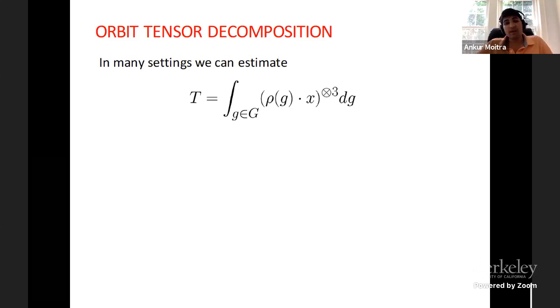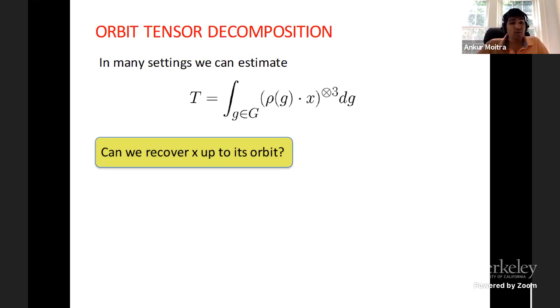And so this leads to something that I call orbit tensor decomposition. Because in this case, what you can do is the usual thing. You take samples from your model and you compute the moments. Now the moments also have a tensor structure. But the difference is that it's not a discrete sum over some discrete latent variable. Instead, it's an integral over this continuous group, because it looks like rho of g times the action on X, tensored to the third power. So the question is, can you recover X up to its orbit from a tensor that looks like this? Now it's kind of problematic because T is actually not low rank.